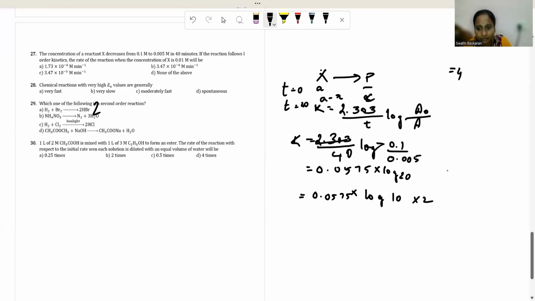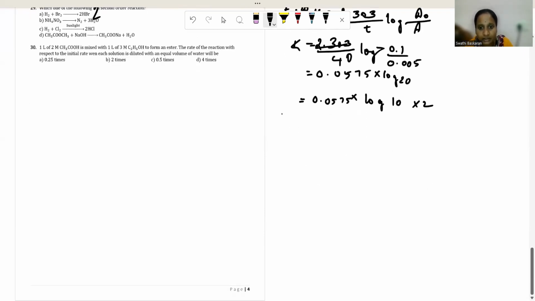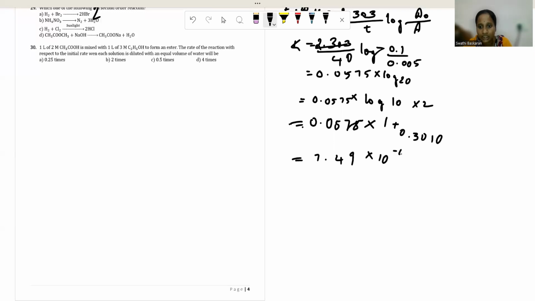So here you will get 0.0575 into log 10, which is equal to 1. So I'm writing directly 1 plus log 2. What is the log 2 value? 0.3010. Now the product of these two will give the final value, which is equal to 7.49 into 10 power minus 4.